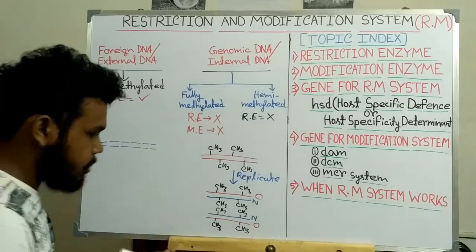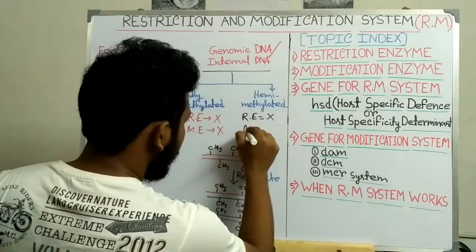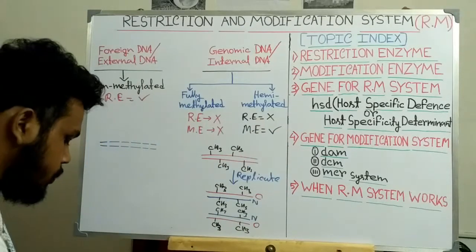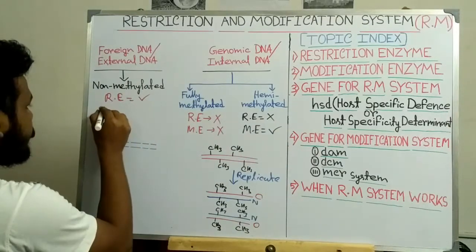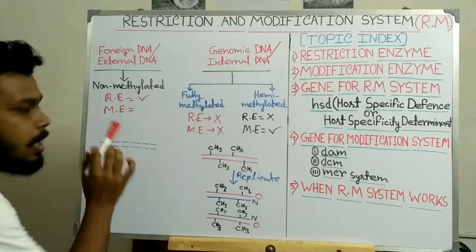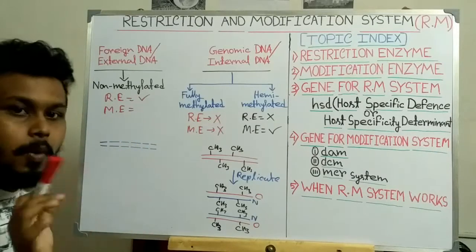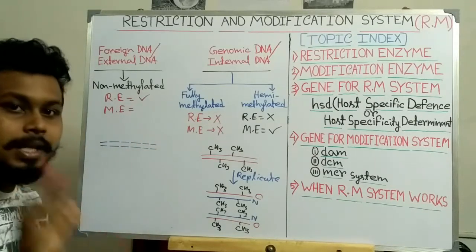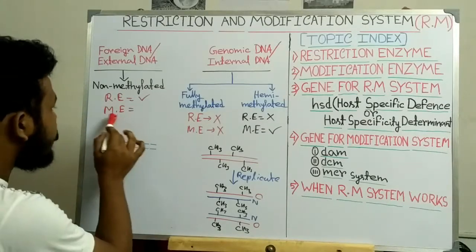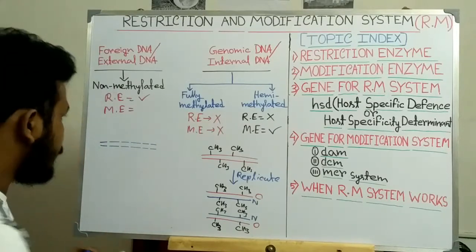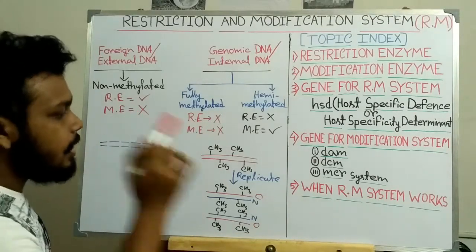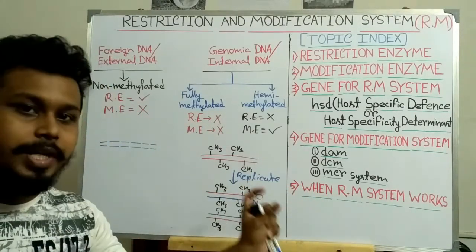Oh sorry, I wrote here modification enzyme works. Okay, so now here the modification enzyme comes, but remember that the modification enzyme only works when the DNA is hemimethylated. So as no methylation is present here, the modification enzyme does not work. So here the modification enzyme does not work. Okay, so in this way the restriction modification system works.